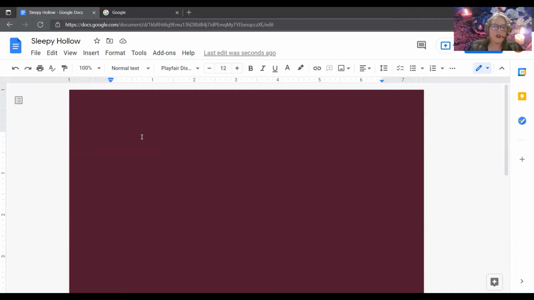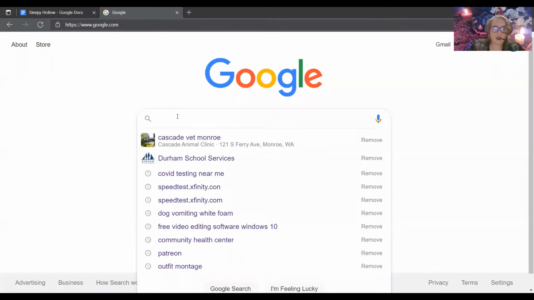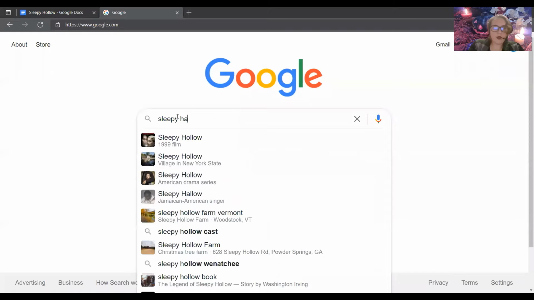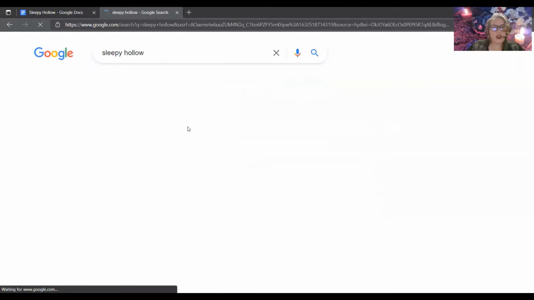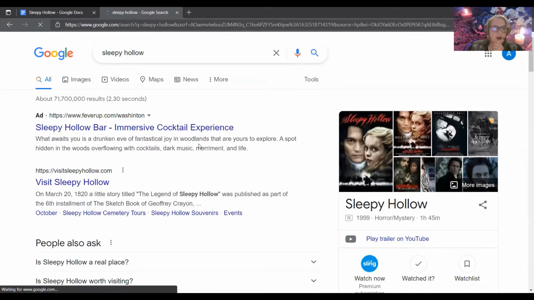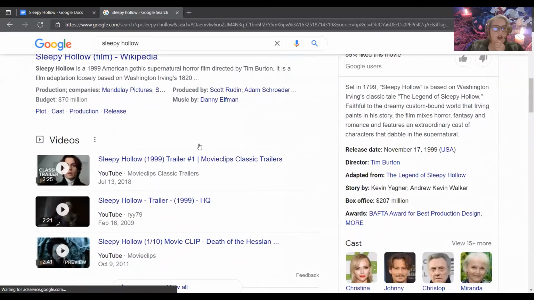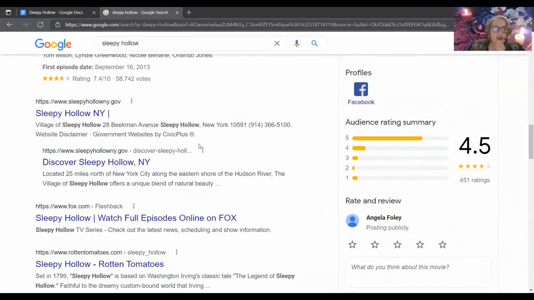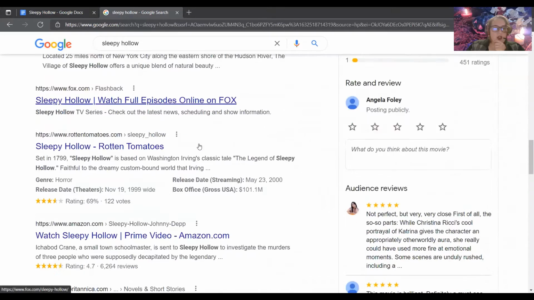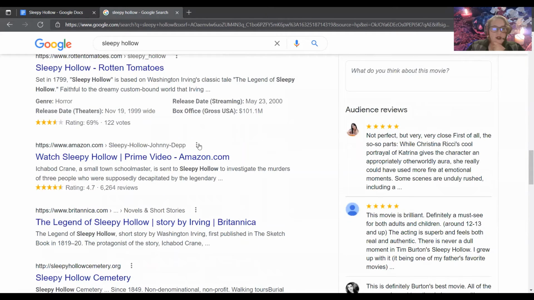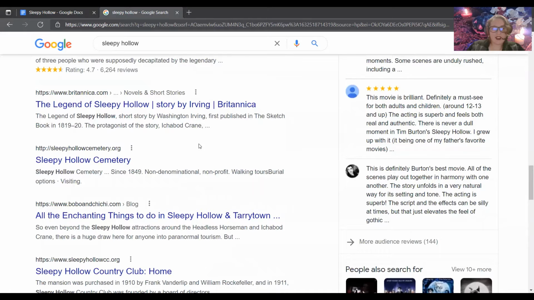So, the first thing you want to do, or that I'm going to do, is actually look up the actual legend, if I can spell, because you want to figure out what the main components of the story are before you jump into a project like this. Because if you don't have a good solid idea of what's going on, then you can call it whatever you want, but it's not exactly the same thing.